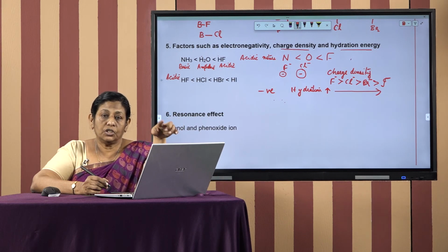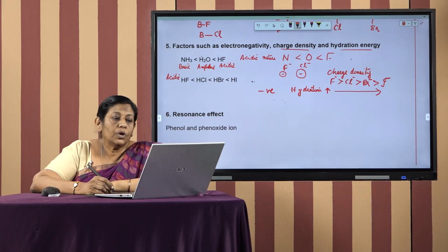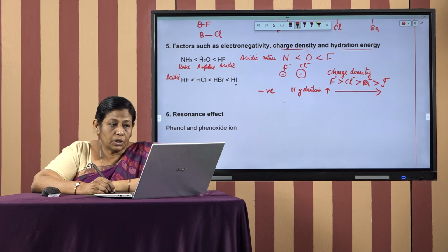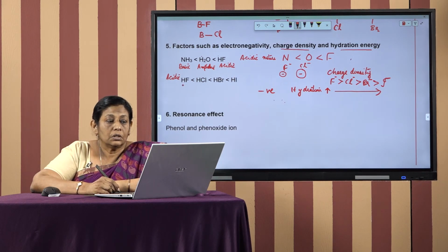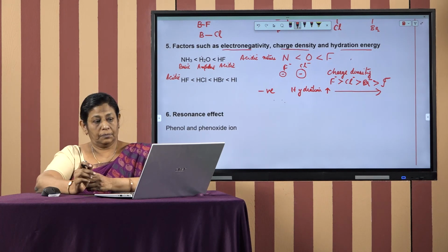Besides, the charge density on iodide ion is less, it gets highly hydrated, so the iodide ion is stable and therefore highly acidic in the case of hydrogen iodide, and as we go down this side, HF is the least acidic substance. So here it depends upon electronegativity, charge density and hydration energy.